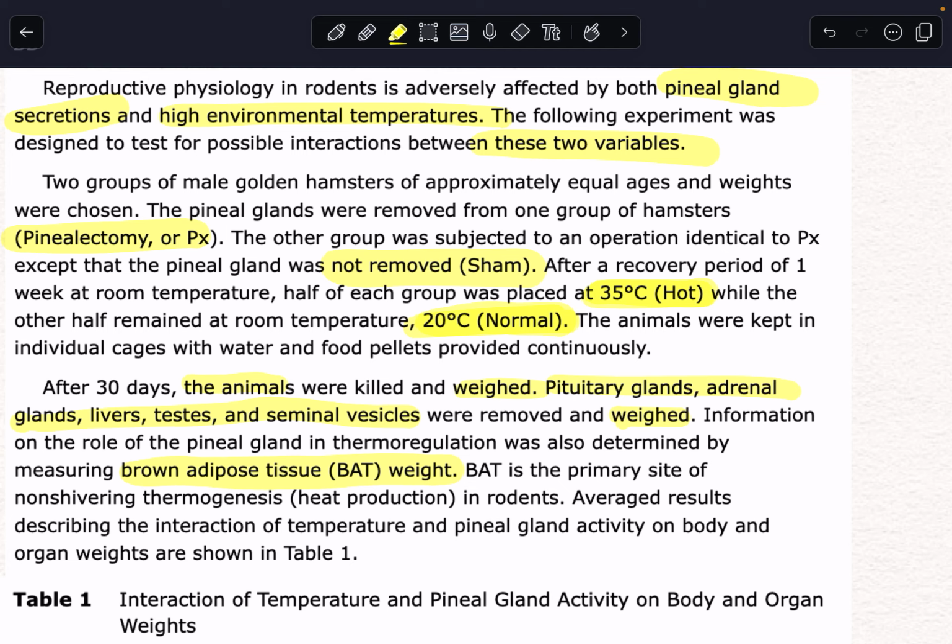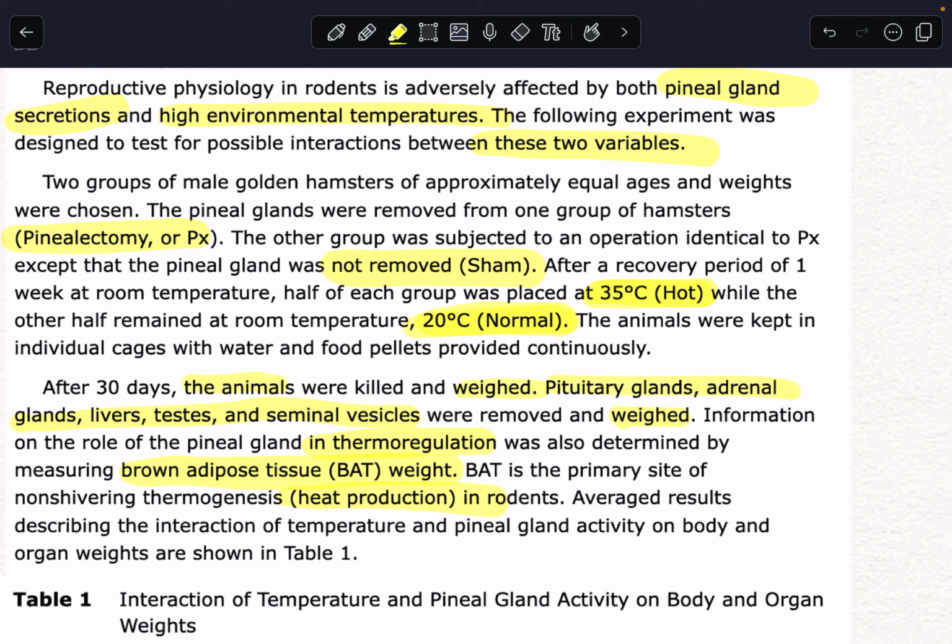Instead, the passage says, information on the role of pineal gland in thermal regulation was determined by measuring brown adipose tissue, BAT, weight, right? BAT is the primary site of non-shivering thermogenesis, heat production, in rodents, right? If you don't know what thermal regulation means, then you will know, okay, it means heat production, okay? And then you might want to have some background knowledge about BAT. I think this is one of the MCAT content topics listed on the AAMC website, right?